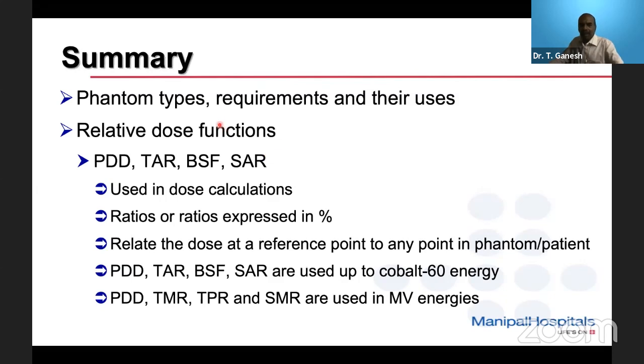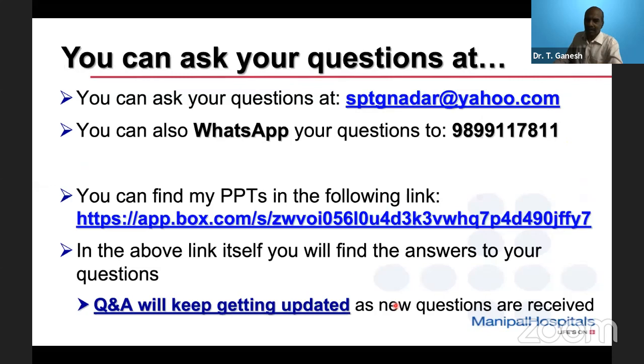So to summarize, we have seen the phantom types, their requirements and their uses, and also the relative dose functions like percentage depth dose, tissue air ratio, backscatter factor, scatter air ratio. They are all used in dose calculations. Ratios are expressed in percentage. They relate the dose at a reference point to any point in the phantom or patient. PDD, TAR, BSF, SAR are used up to cobalt 60 energy, and PDD, TMR, TPR, SMR are used in the MV energies.